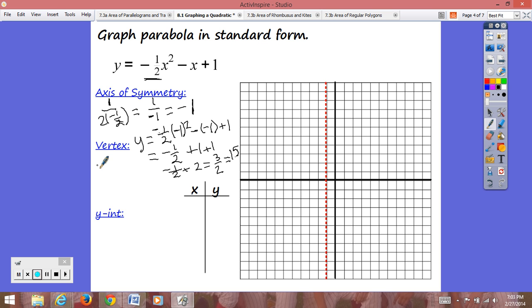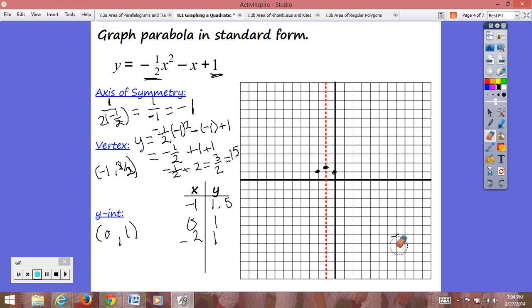So our vertex is at negative 1, 3 halves, or 1.5, whatever one you want to use. So we put that in our table, plot that point on a graph. Now our y-intercept is 1. It's our c, so our y-intercept can be found at 0, 1. And plot that point. And we can flip it over the x-axis, plot it at negative 2, 1.